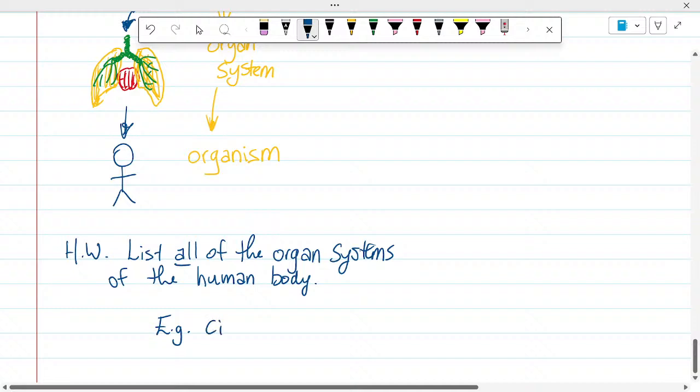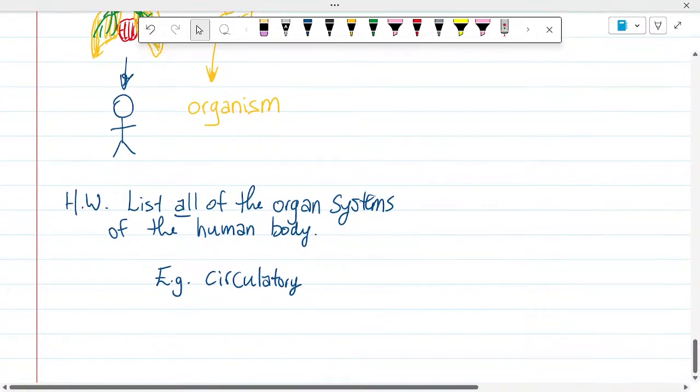No, that's cool. So we could say, like, give a couple. Circulatory. These are the obvious ones. What's another obvious one? Reproductive. Yeah, but find the rest, all right? See what you can find.